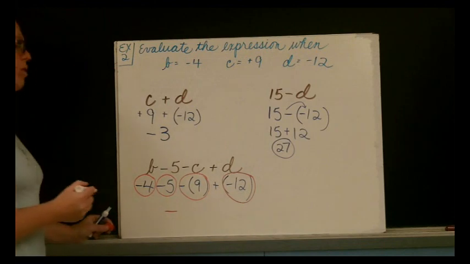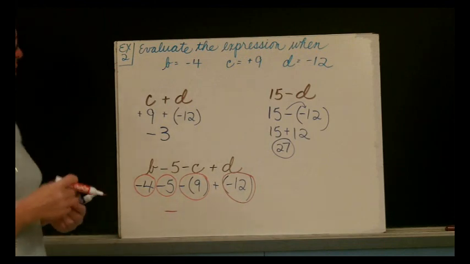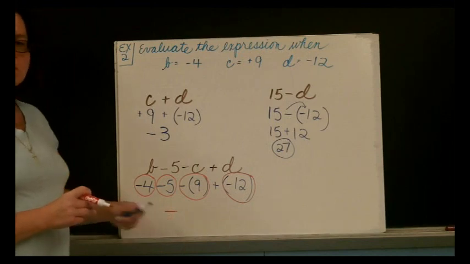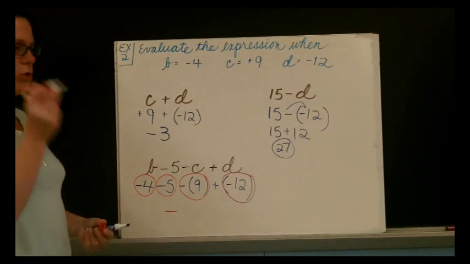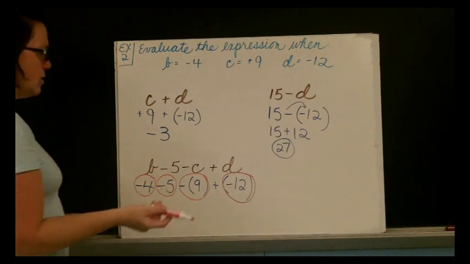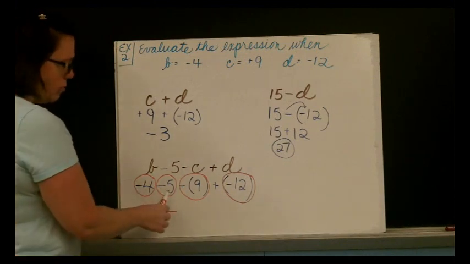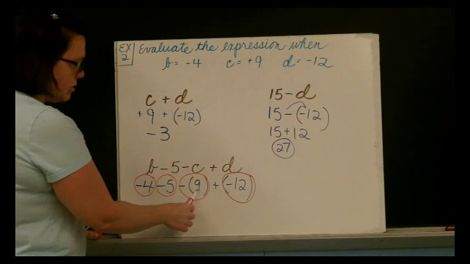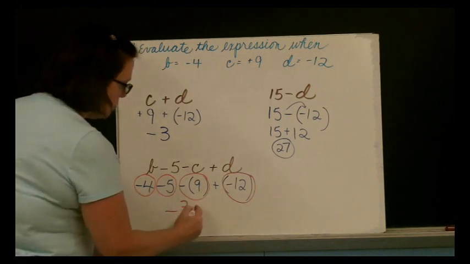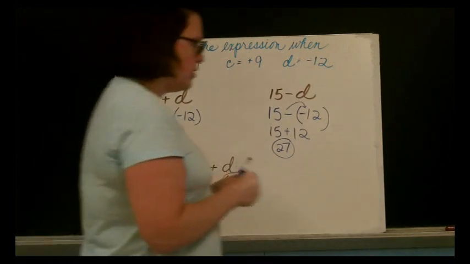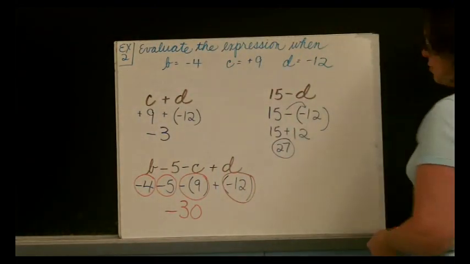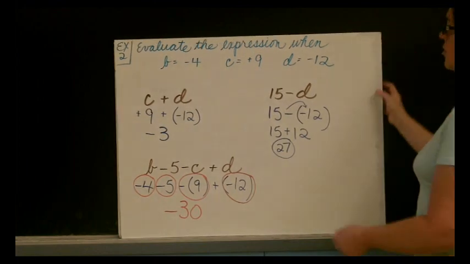When you're adding all the numbers, when all the numbers that you're adding have the same sign, we use that same sign in the answer. So since all these numbers are negative, our answer is negative. And now we just add up all the numbers. 4 plus 5 is 9. 9 plus 9 is 18. 18 plus 12 is 30. So we evaluated this expression to be -30. Let's go on to example 3.